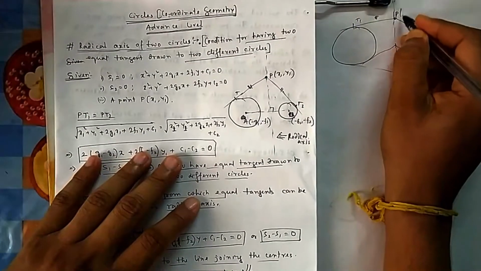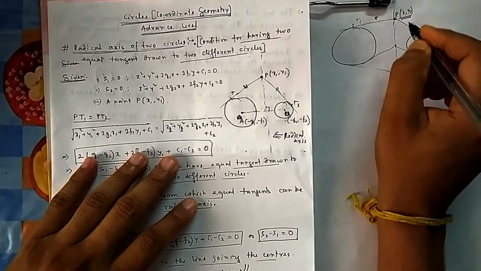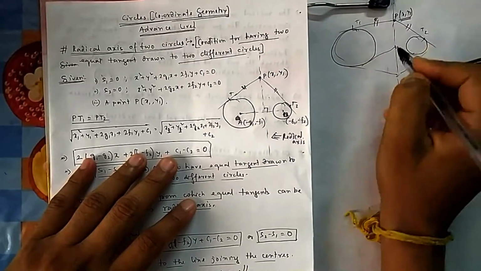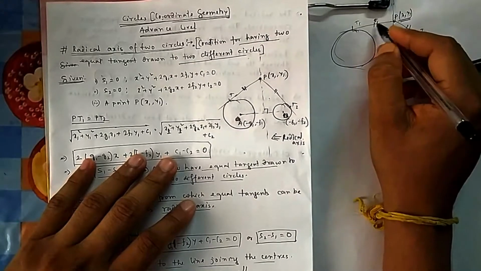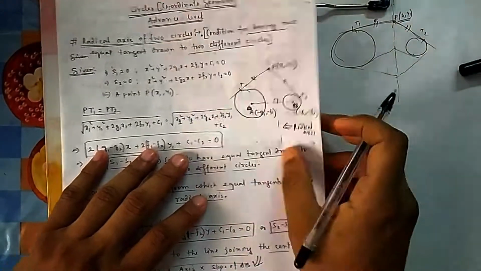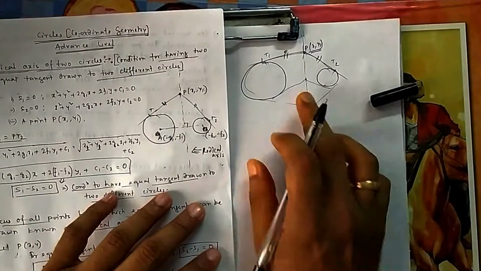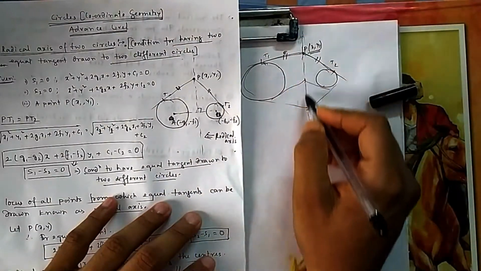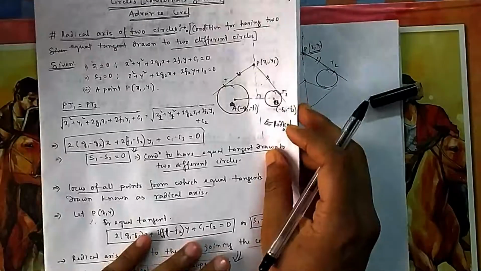First, suppose a point P(x1, y1) is given to you, and this circle and this circle are also given. Under what condition is PT1 equal to PT2? Let us derive the condition first, then we will see the locus of P, and how many such points are possible.